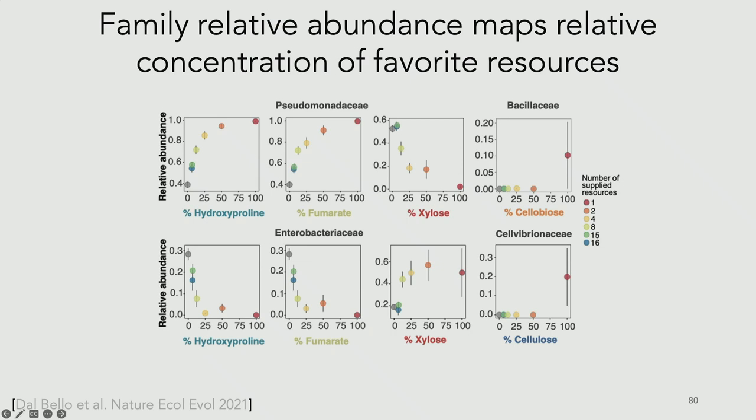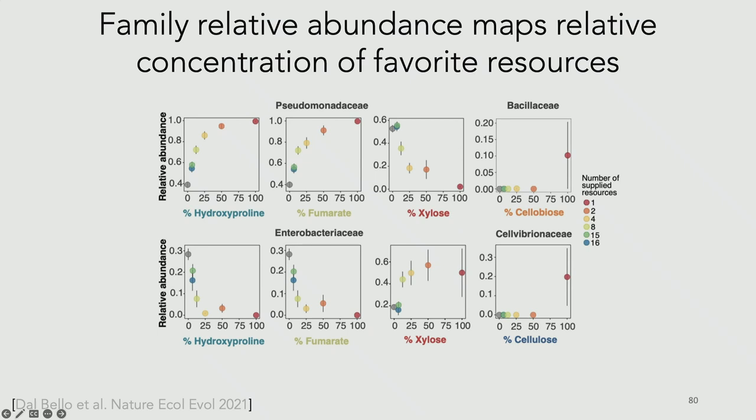Then there are other families for which we found associations that were pretty strong. For example, the Bacillaceae reach a higher abundance when you have a lot of cellobiose. And it's the same for the Cellvibrionaceae, which can degrade cellulose. They reach a 0.2 abundance when cellulose is present.